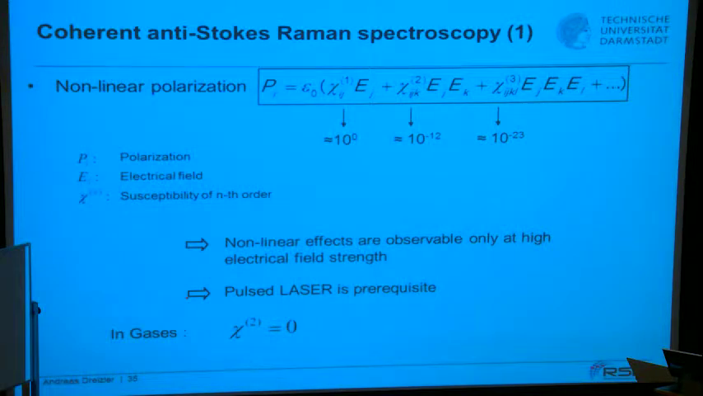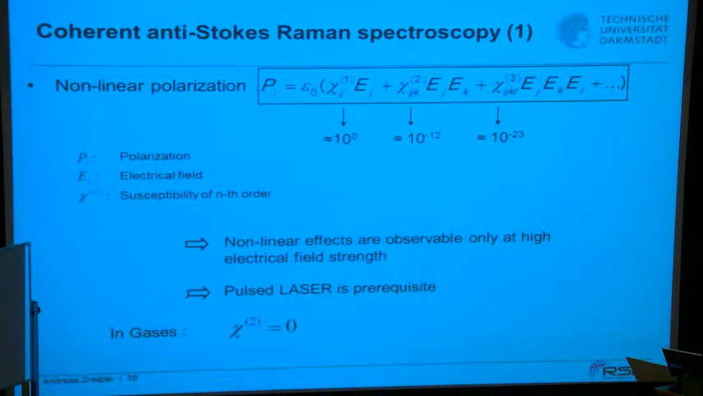Whenever you have a perturbation by the electrical field, in this case a high one, you do not have only a linear response, but nonlinear terms as well. We refer here to gases, and you can show that due to symmetry reasons, this term with a quadratic dependence, with a square here, is 0 in gases. So the lowest nonlinear term is this term where you have a cubic influence of the electrical field.